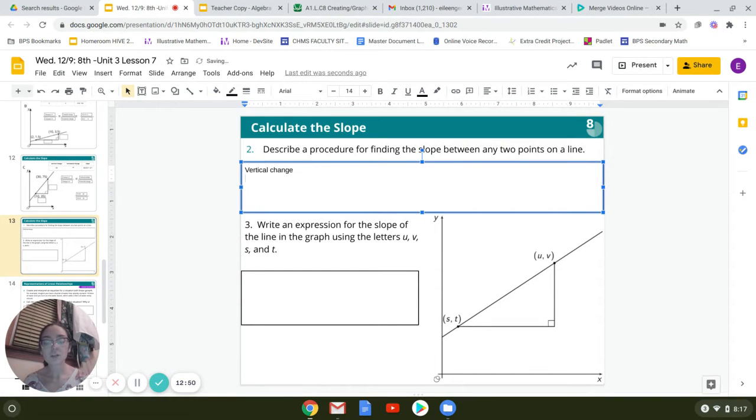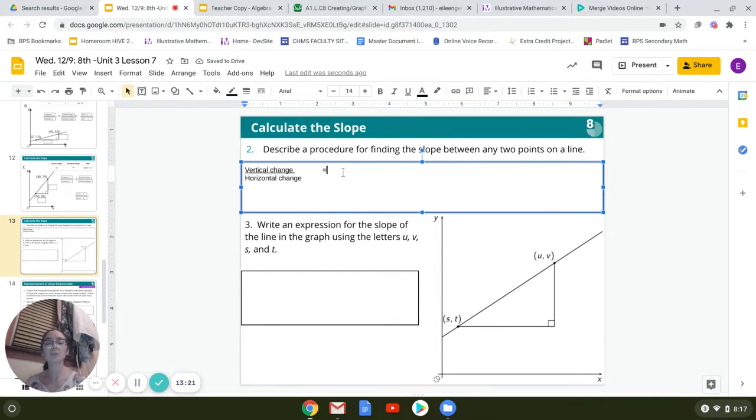Over our horizontal change. We can make that look like division by highlighting the words vertical change and hitting the underline button. And we also know that that is equal to, let's see what it's going to be equal to.